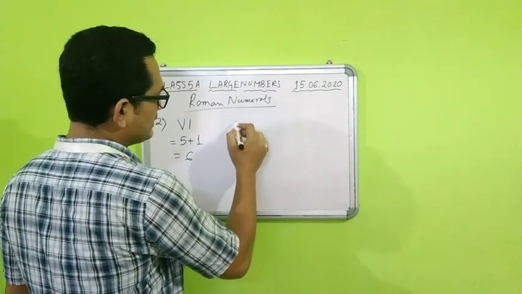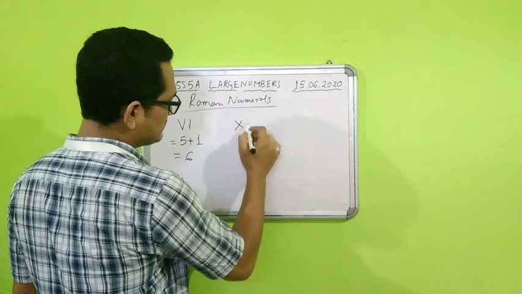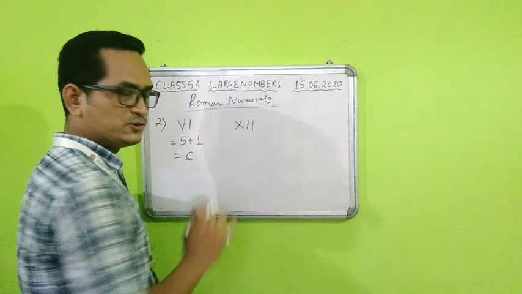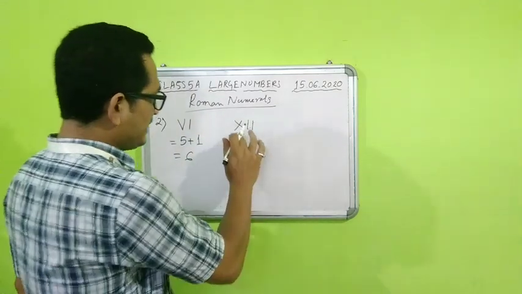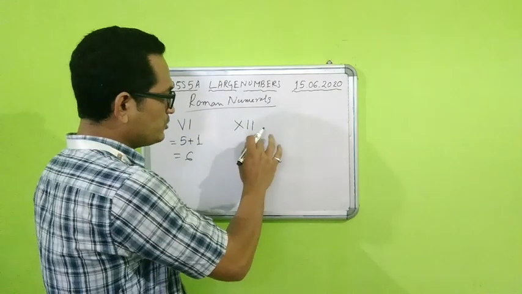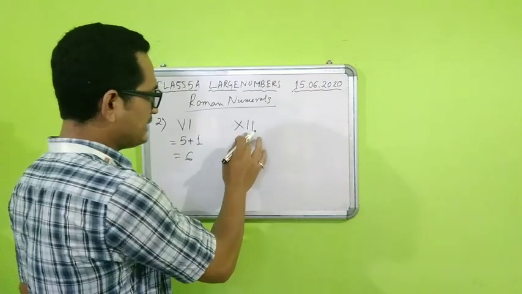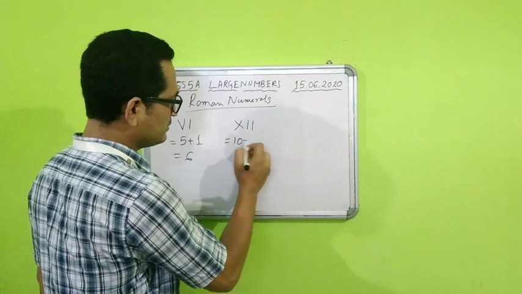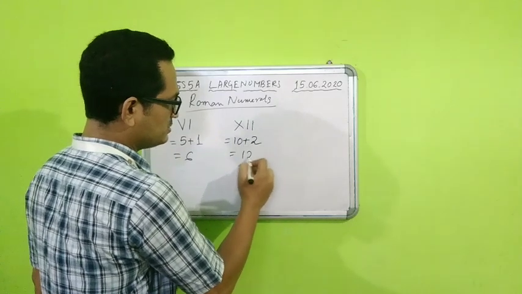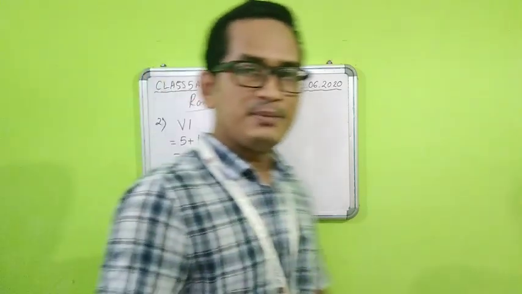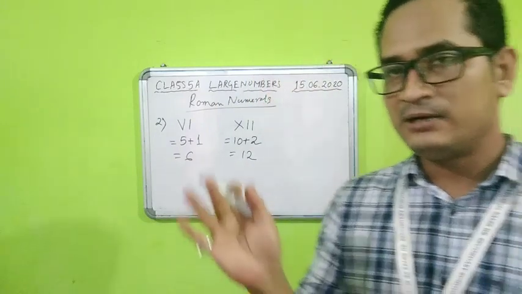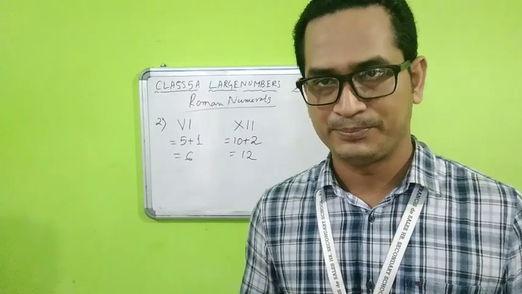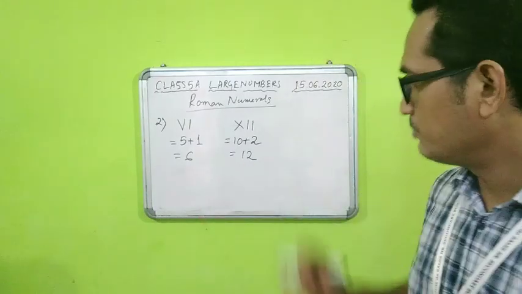Let us take one more example. Say I write XI. I means 1, X means 10. The I is on the right hand side and X is on the left hand side. So the greater one is on the left hand side, so it will be added. X means 10, I means 1. So how much will it be? 11. So this is the second rule. Whenever the greater value is on the left and the smaller value is on the right, we have to add them. Clear? So this is rule number 2.